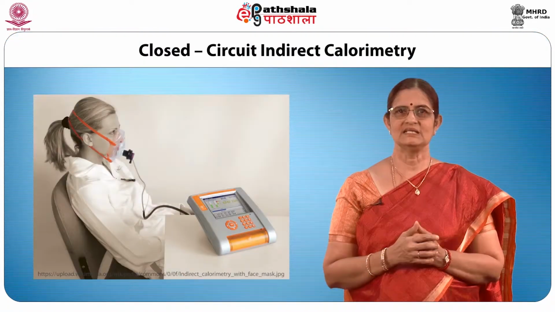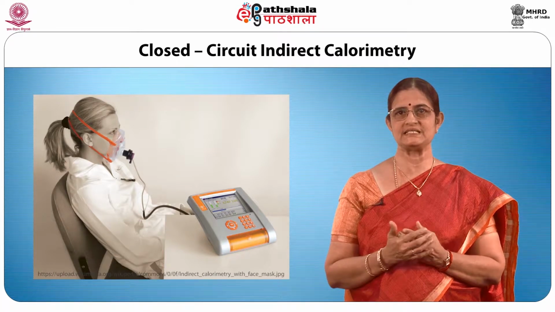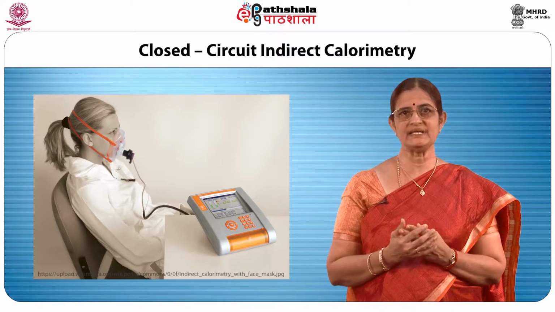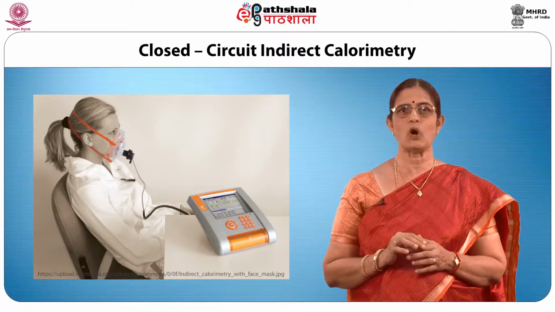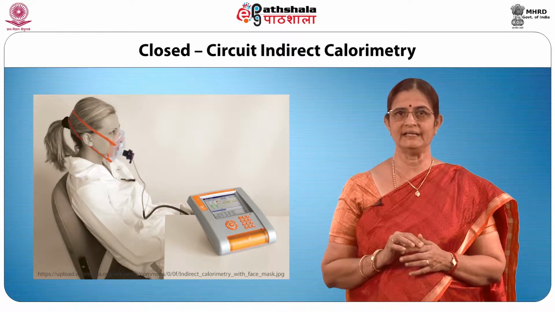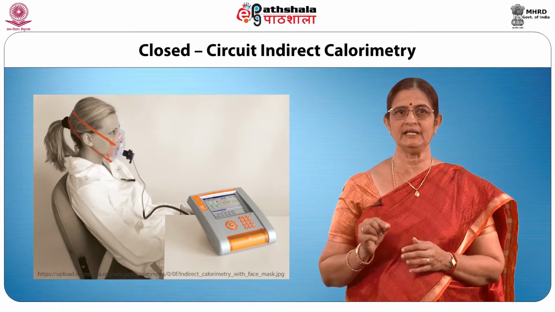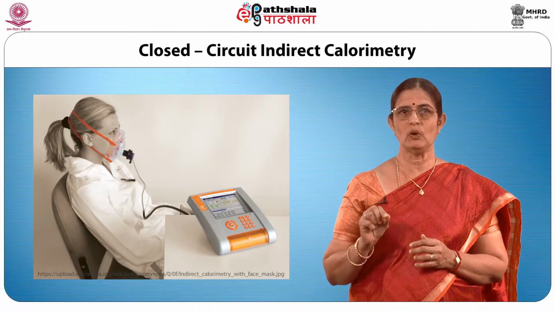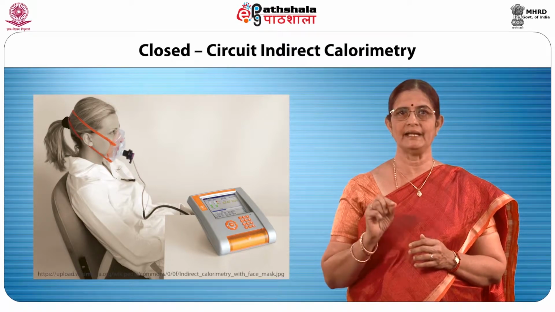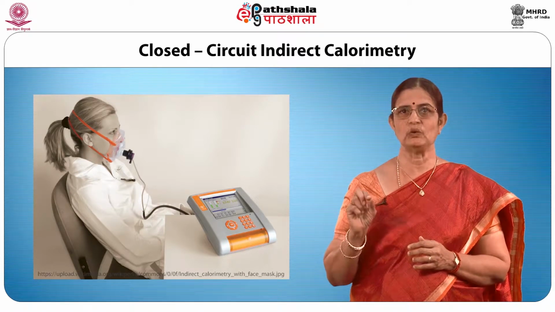Yes, the second one is the closed circuit indirect calorimeter. This is a closed circuit system in which the subject receives oxygen only from a measured source of oxygen-rich air and exhales into a container in which carbon dioxide and water are removed, while the remaining oxygen and nitrogen are recirculated.